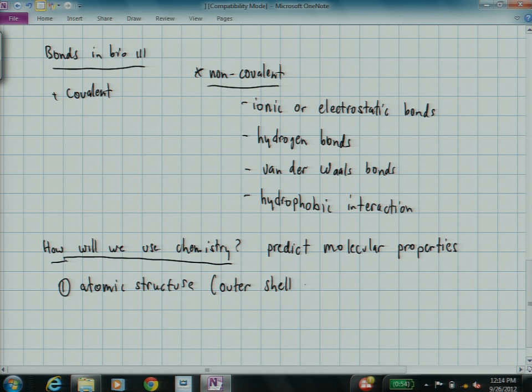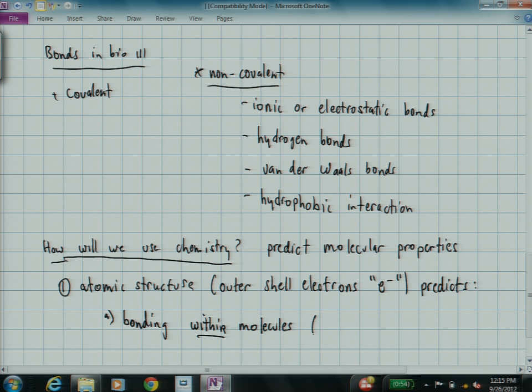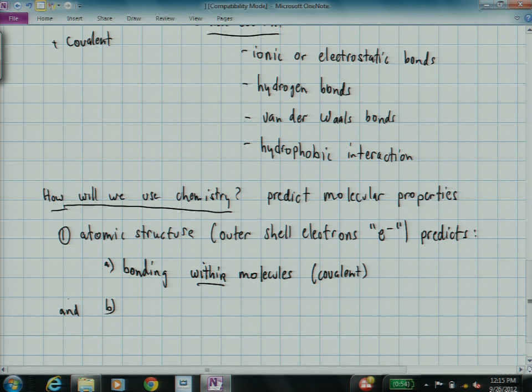they predict two things. A, the bonding within molecules, that is covalent, and B, bonding between molecules, and that's non-covalent. Okay.